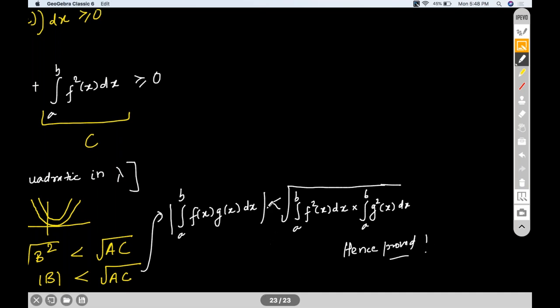Is that fine? Again, proof is not required, but you should know how the quadratic equation is actually helping you to come up with this property. Let's take a question on this.